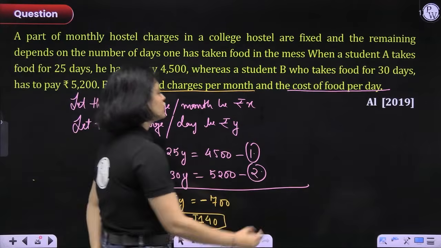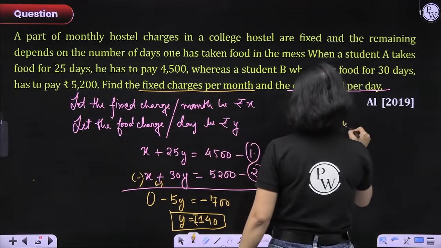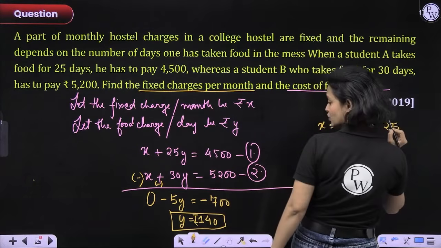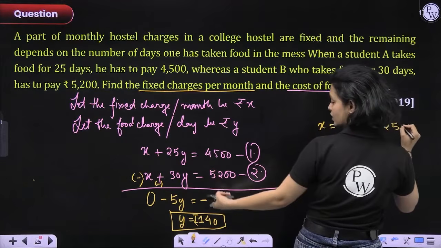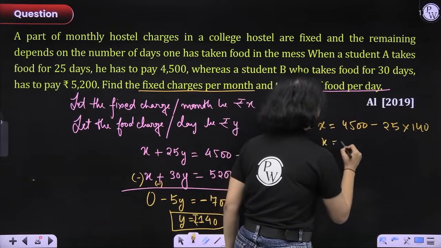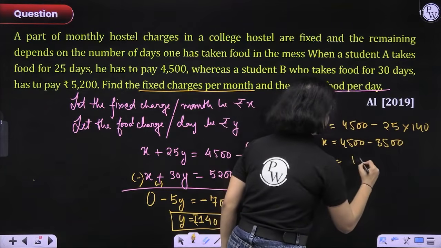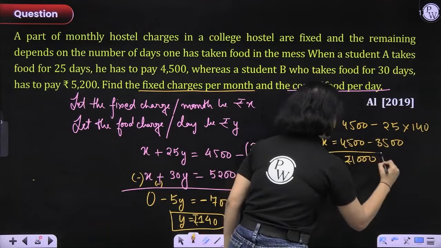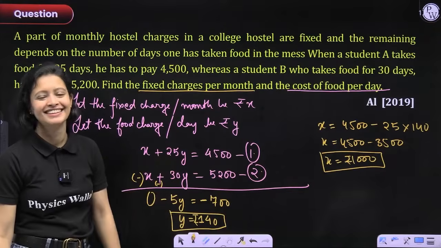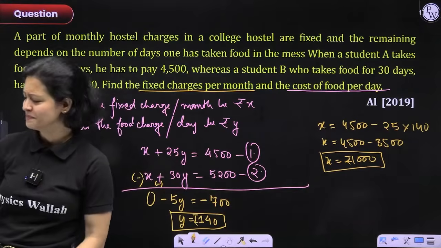Okay. Now, let's figure out the value of x. So, x will come out to be what? Let's just see here. x will be equal to 4500, everyone, minus 25y. Minus 25 into, what you're getting? 25 into 140. Right? Okay. So, 3500. x is equal to 4500 minus 3500. So, that would be what? It would be 1000 rupees. So, the fixed hostel charges are 1000 rupees, while the food charge per day is 140 rupees. That's your answer. And again, you can verify if you want, right? Quite a cheap hostel we have here.